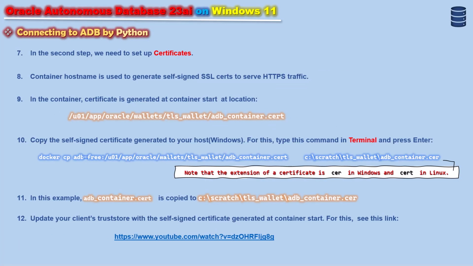In the second step, we need to set up certificates. The container hostname is used to generate self-signed SSL certs to serve HTTPS traffic. In the container, the certificate is generated at container start at this location.